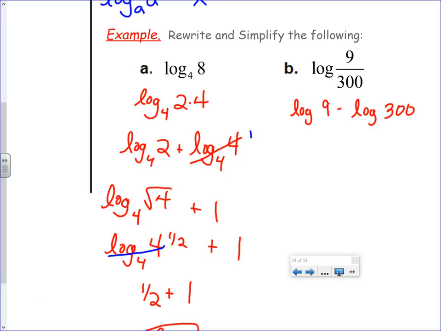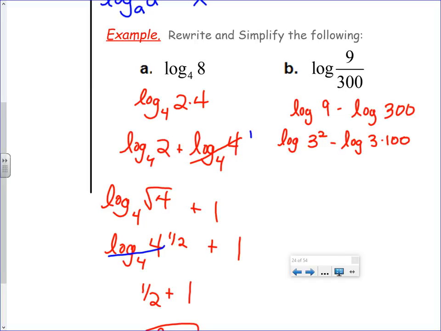How did that help? Magic. Question. Do you see anything in common between 9 and 300? 3 and 9 are like things. We both have 3s, right? Yeah, okay. So you see 3s. I see 3s too. Do you guys see 3s? Yes, I do. Okay. So what if we were to rewrite this as log of 3 squared minus log of 3 times 100? I'm just showing where the 3 is, right?